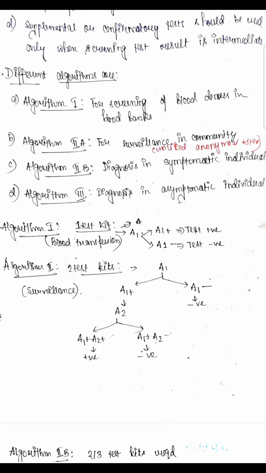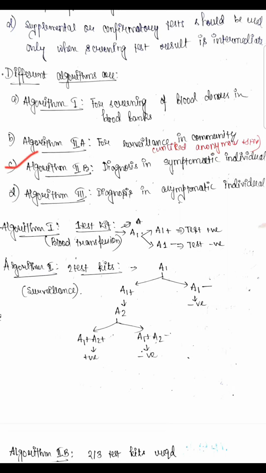Okay, next we come to the algorithms. What are the algorithms of the test? Algorithm 1 for screening of blood donors in the blood banks. Algorithm 2A for surveillance in community, and that is called unlinked anonymous testing. Okay, what is it called? Unlinked anonymous testing, that is used for surveillance in community.